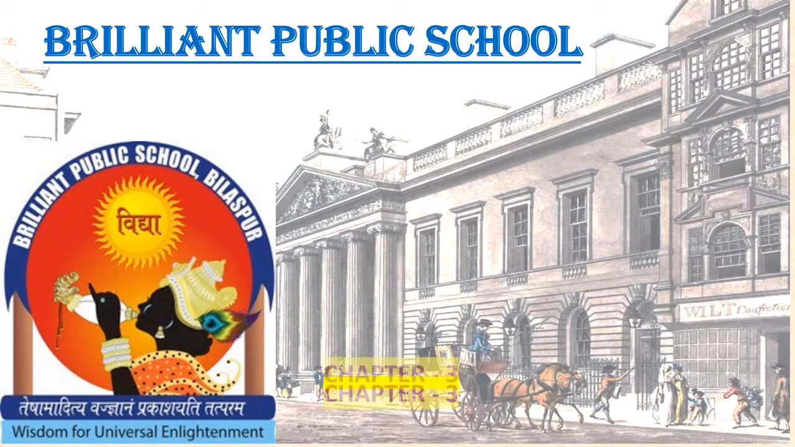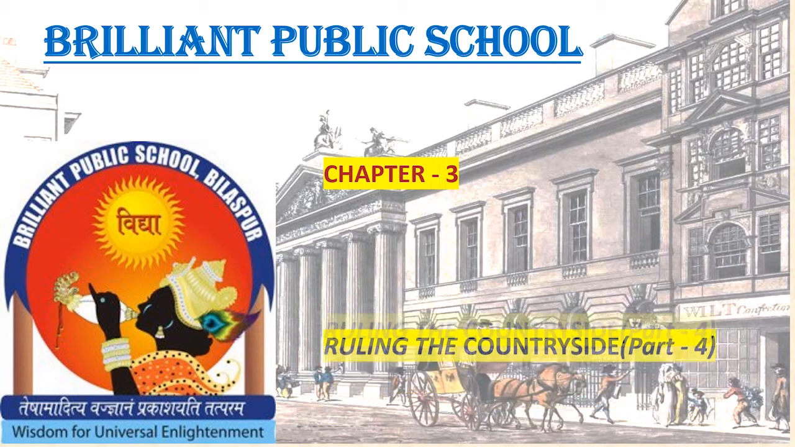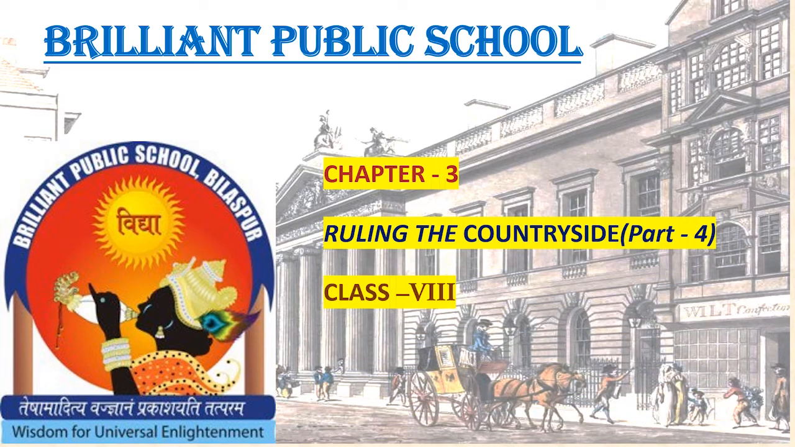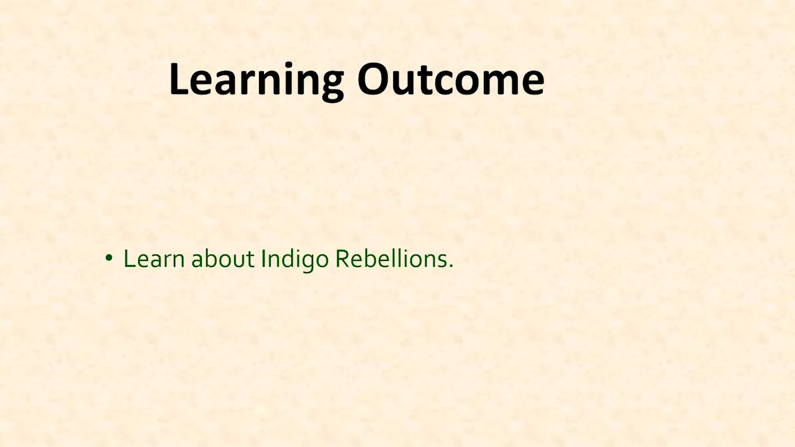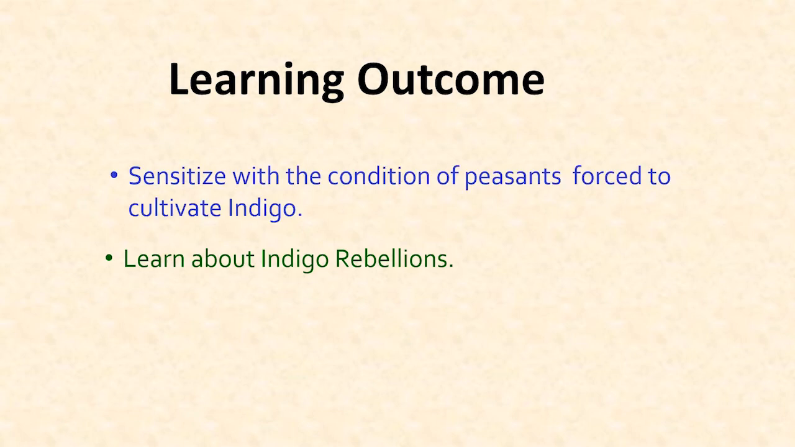Today we are going to learn chapter number 3, Ruling the Countryside part 4 of class 8 history. The learning outcomes of this chapter are as follows. In this, the student will be able to learn about Indigo Rebellions and they will be sensitized to the condition of peasants forced to cultivate indigo.